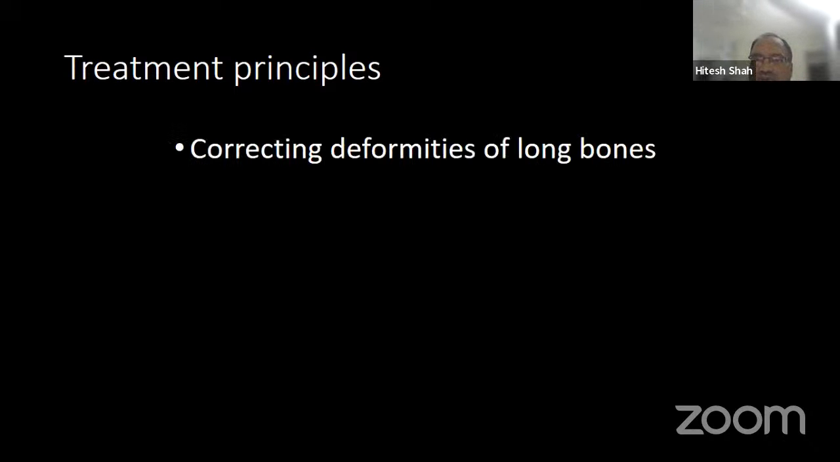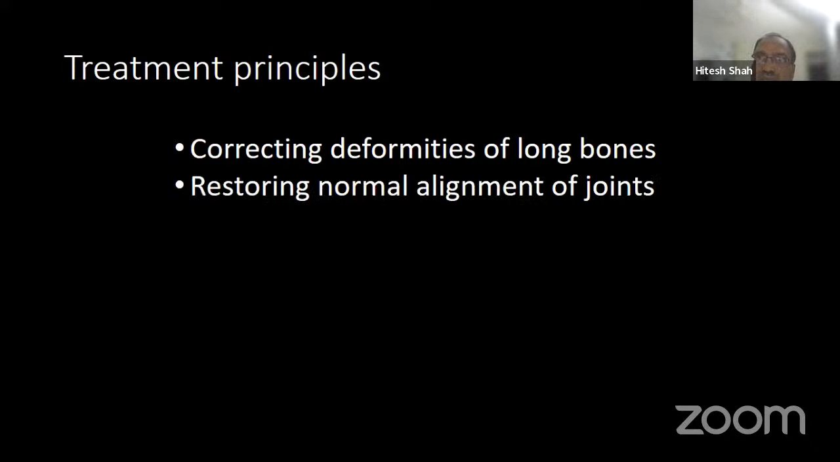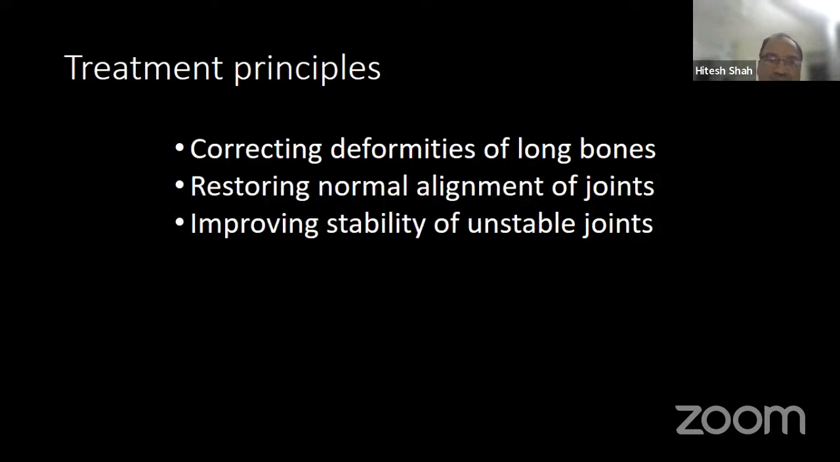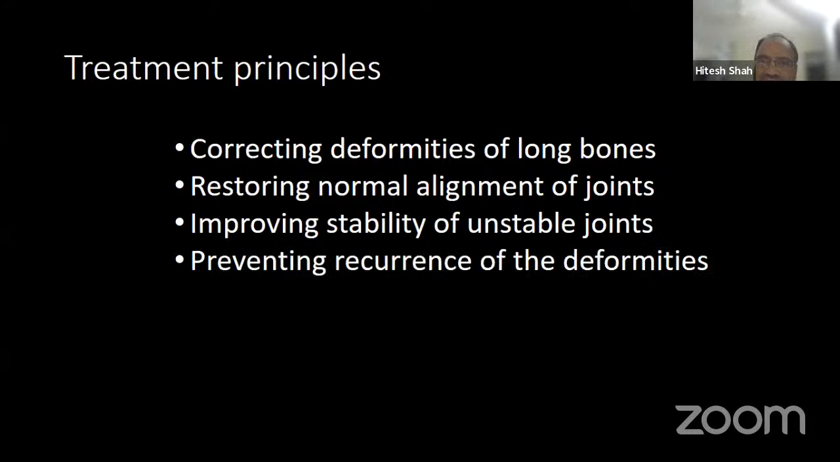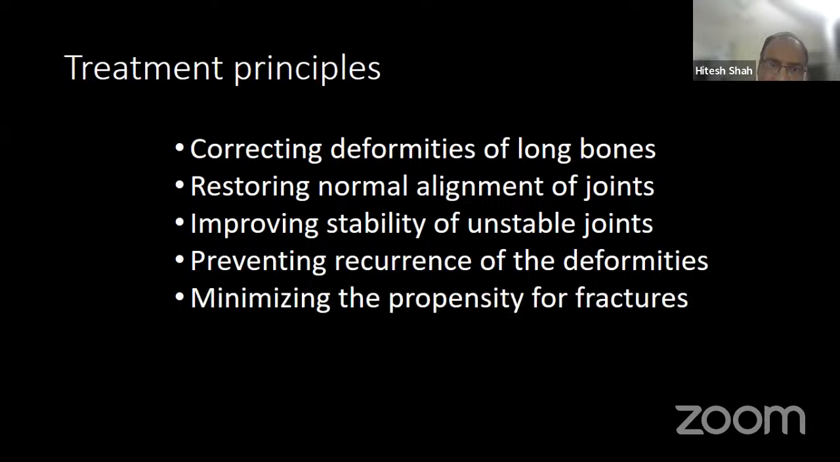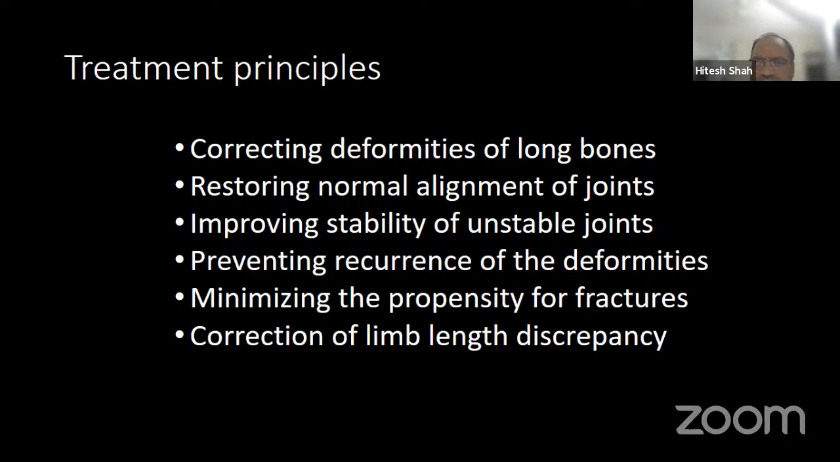How to address? We know that these are the issues with skeletal dysplasia. How do we address such principles? We need to correct the deformity of the long bone, restoring the normal alignment as far as possible, improving the stability of the unstable joint, preventing recurrent fractures and recurrent deformity, and minimizing the propensity of fracture. If it is an osteoporotic condition or recurrent fracture, always add intramedullary fixation in order to prevent recurrent fracture and deformity due to malunion or microfracture.